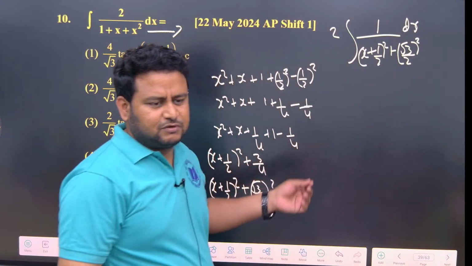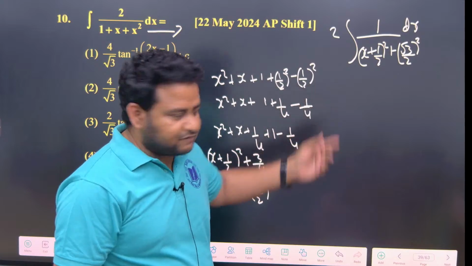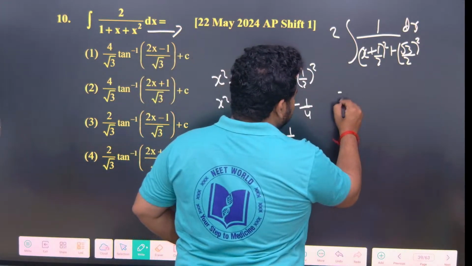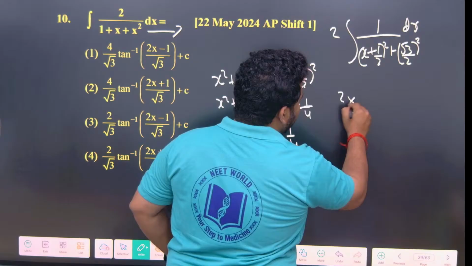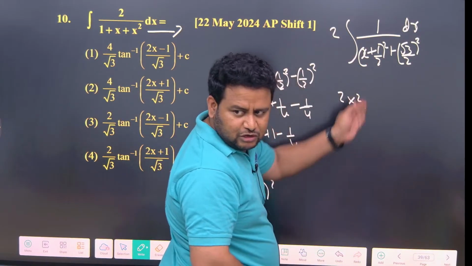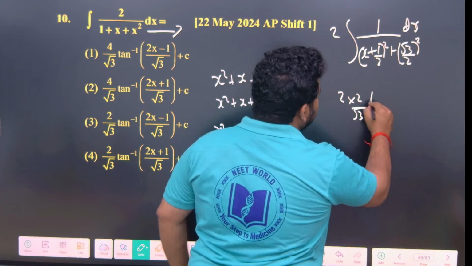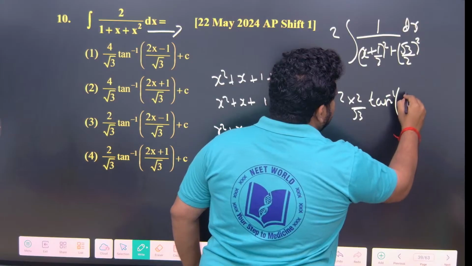So, x square plus a square is what? 1 by a tan inverse of x by a. 1 by a, don't forget that. So, 2 times 1 by a means this will become 2 will go up and root 3 will come down. 1 by a means 1 by root 3 by 2, 2 will go up. 2 into 2 by root 3, this will become tan inverse of x plus 1 by 2.